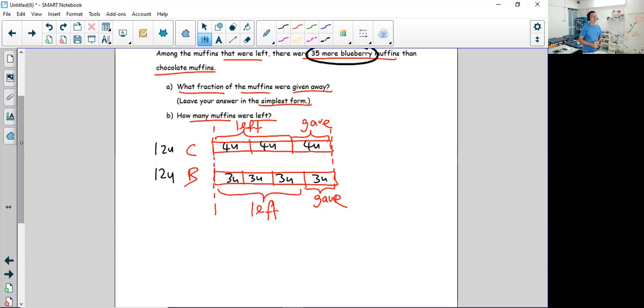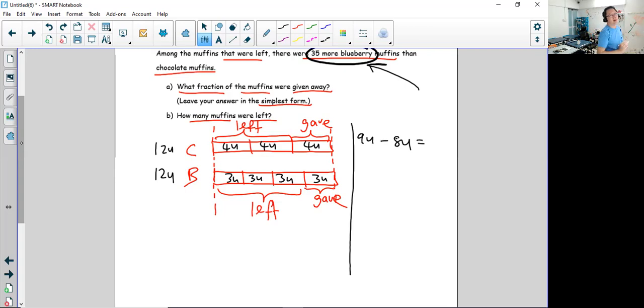All right. Okay, then remember the 35 that you can't put in the model. So now can you connect? Whatever you can't put in the model, you will now have to connect to the model. So how do you connect this number to the model? There were 35 more blueberry than chocolate muffins left. Let's look at the chocolate muffins left, which is how many units left? There are 8 units of chocolate muffins left. And how many units of blueberry left? There must be 9 units.